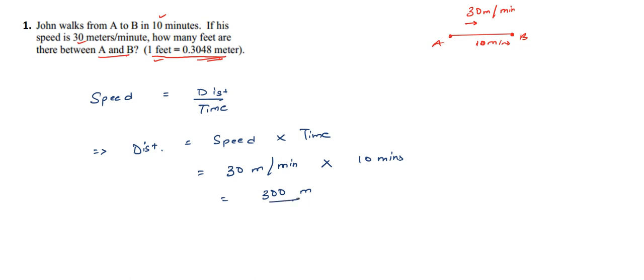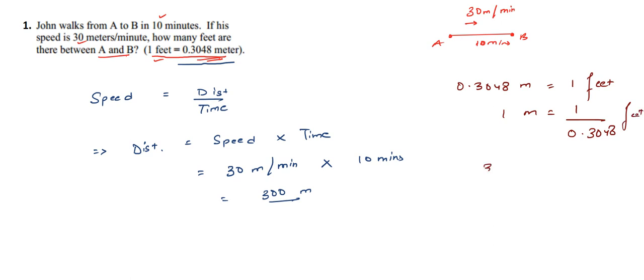Now we have 0.3048 meters equal to 1 feet. So let me write this here, 0.3048 meter is equal to 1 feet. We need 300 meters. So 1 meter will be equal to 1 by 0.3048 feet. Therefore 300 meters will be equal to 300 divided by 0.3048, which will be equal to the approximate value.